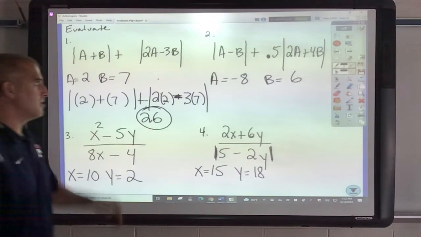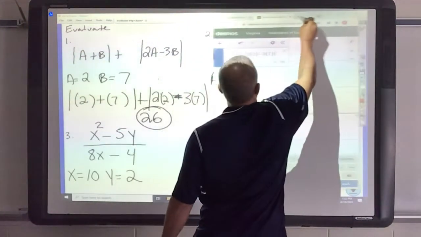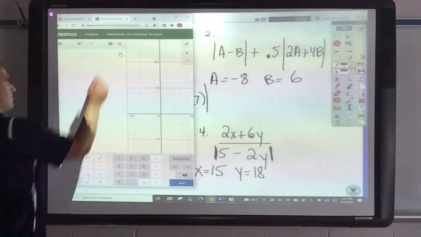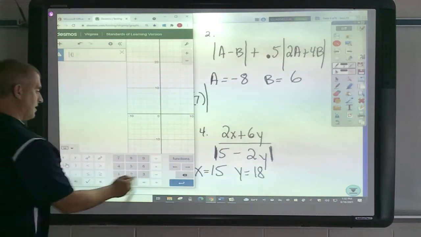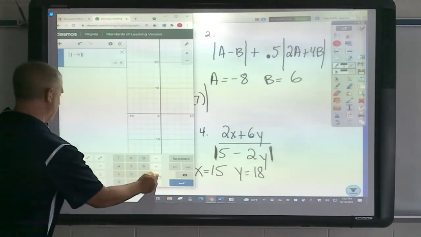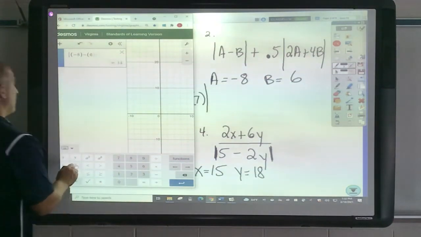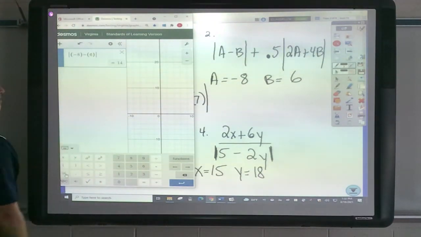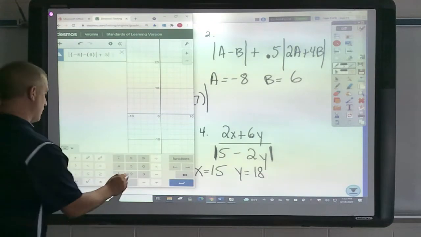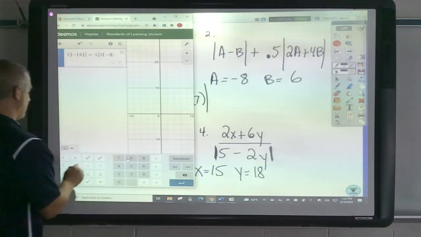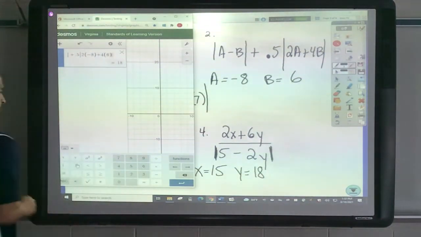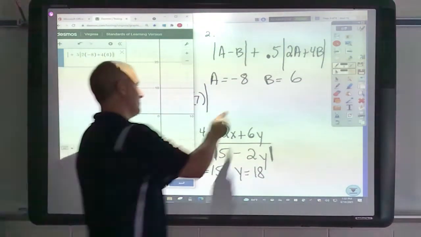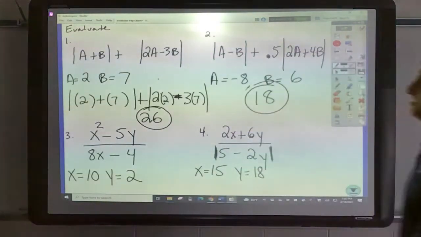Okay? All right, let's do another absolute value problem. So I start the absolute value. I got A, so I'm going to do parentheses. My A is negative 8 minus my B, which is 6. Close the parentheses, close absolute value. Plus 0.5, then absolute value bars again. 2, parentheses, negative 8 for A, plus 4, parentheses, 6 for B, close my absolute value, and I get 18. Okay, that's how you do those.